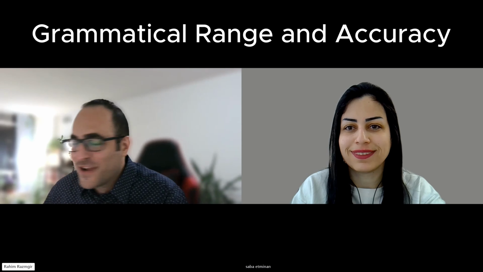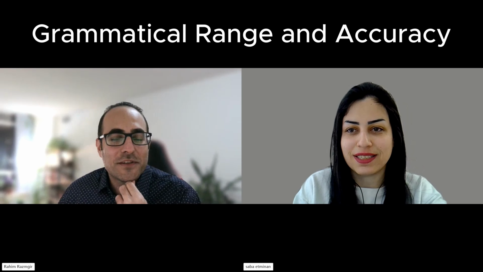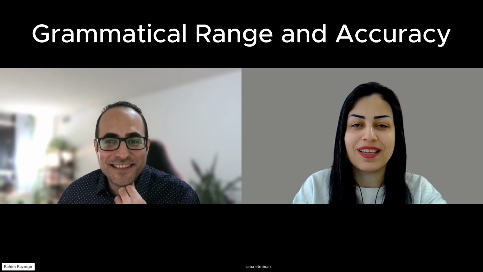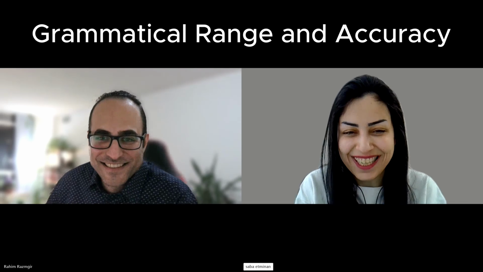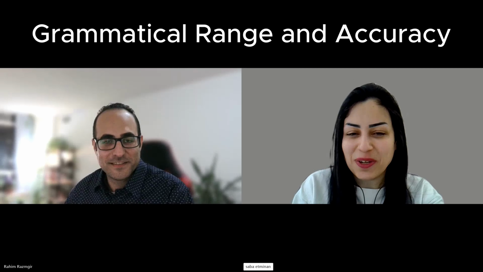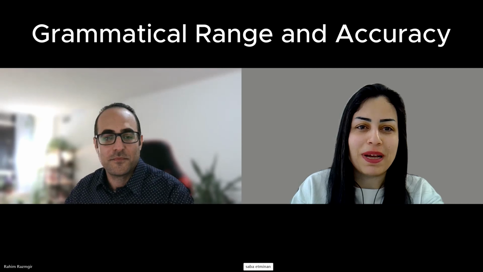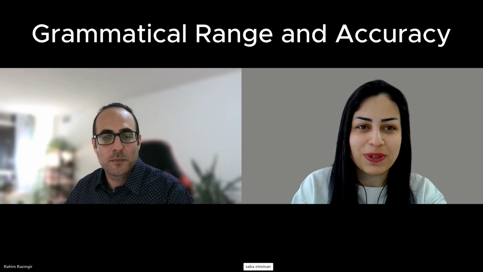So grammatical range and accuracy is the topic for today. We're going to have some fancy presentation. Come on, it's not that fancy as you think it is. Okay, let's see. Let's go to grammatical range and accuracy in IELTS Writing Task 2.